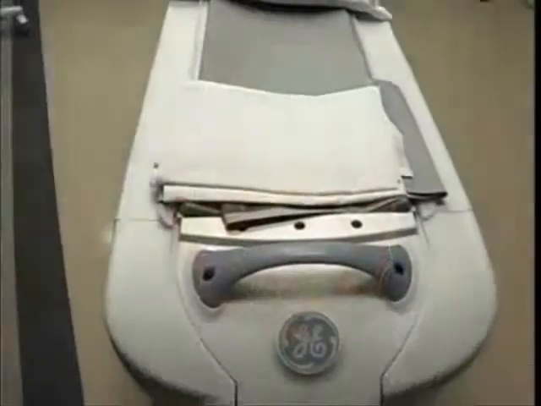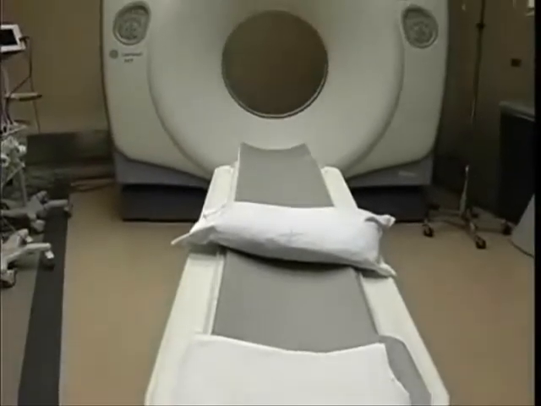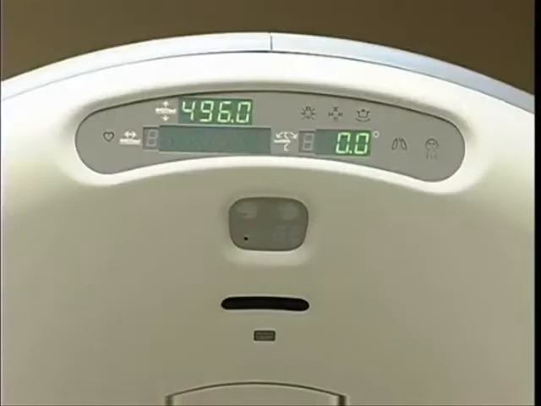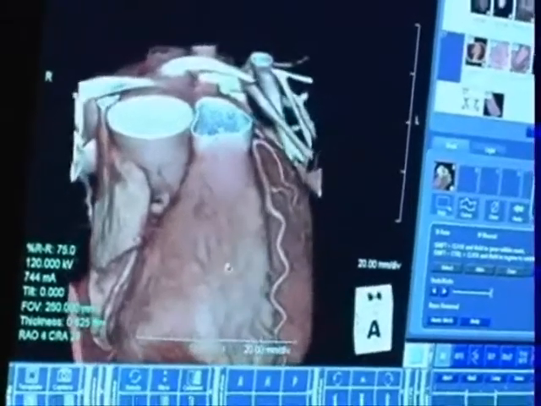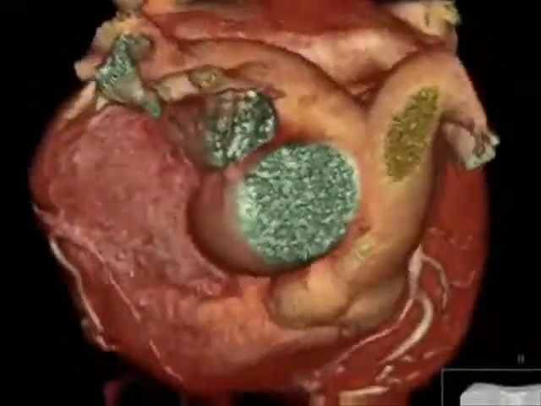The entire procedure takes about 20 minutes, and once the CT scan is complete, the patient can leave the hospital. Dr. Riley says while the invasive angiogram can show physicians where there are blockages in the artery of the heart, the blockage is only seen after there is quite a bit of plaque buildup.